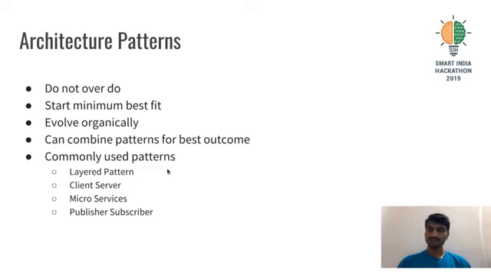So what are the things we need to consider when choosing our architecture pattern? The first thing: do not overdo. People tend to choose the most advanced or most modern architecture pattern, and then they get into the problem of a complex system, which will increase your development time and make it very cumbersome for us to grow the system.